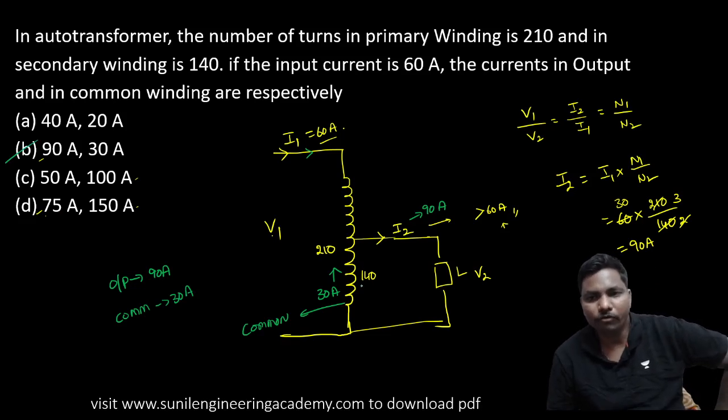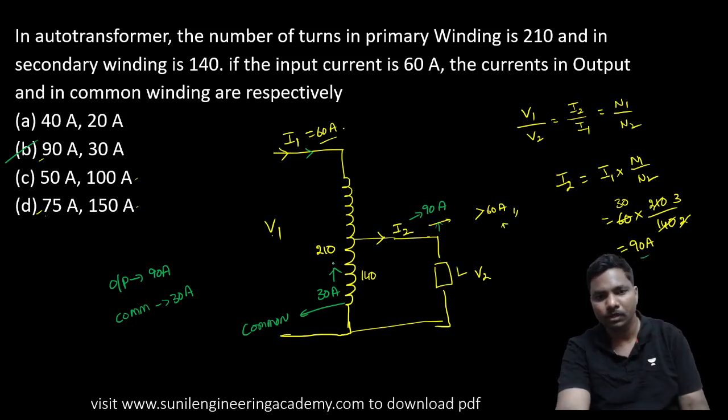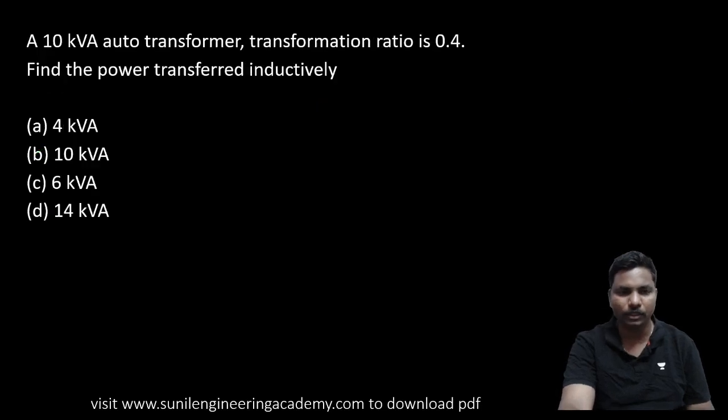From the number of turns, we can calculate the currents. As the voltage decreases, the current increases in the same ratio, so it will reach 90 amps. So 60 amps coming from this means the remaining 30 amps comes from the common winding. Coming to the next question.